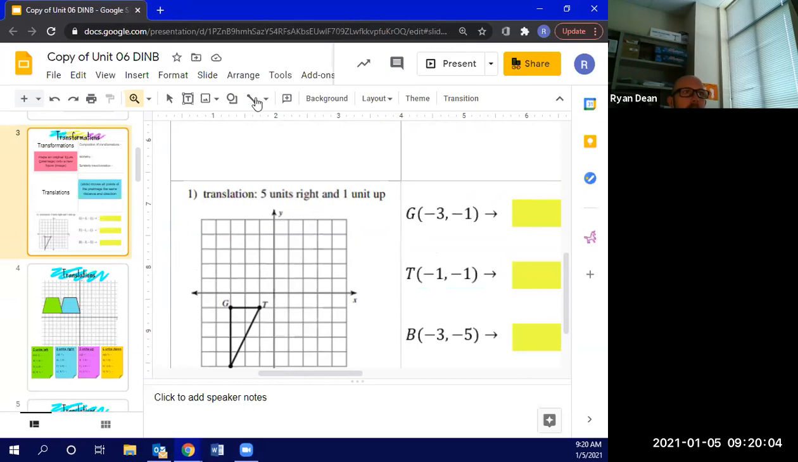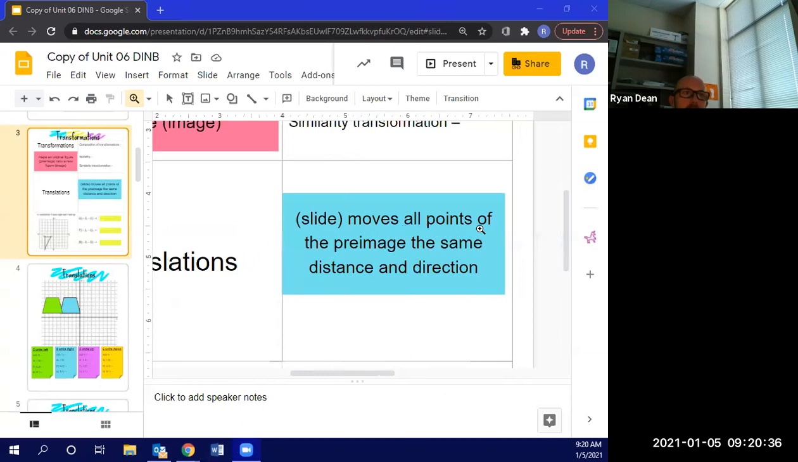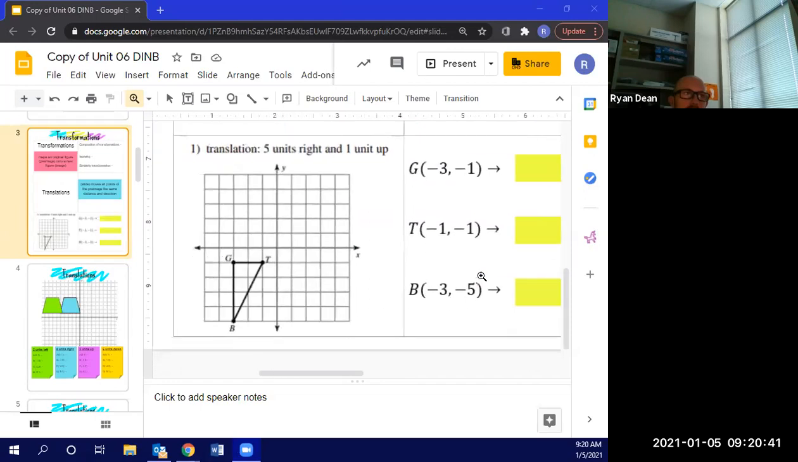The first thing that we take a look at here is how do we move something 5 units to the right and 1 unit up on a graph? Well, the graph's pretty easy, right? You can simply just count 5 units right and then 1 unit up. So what this would look like is if I chose to do point T. Remember what our definition is. Our definition of translating is moving all of the points of the pre-image the same distance and the same direction.